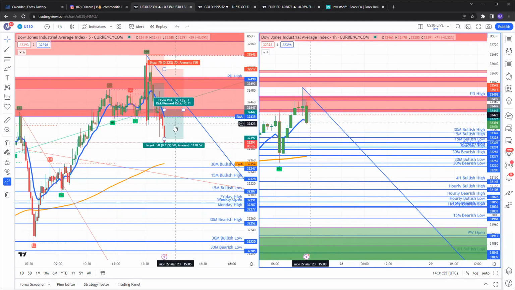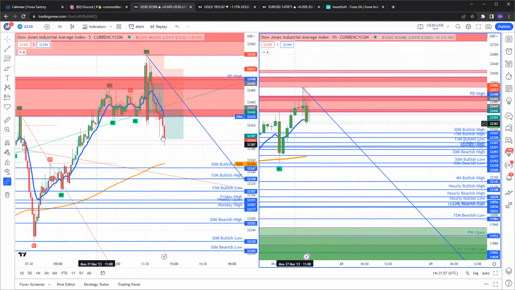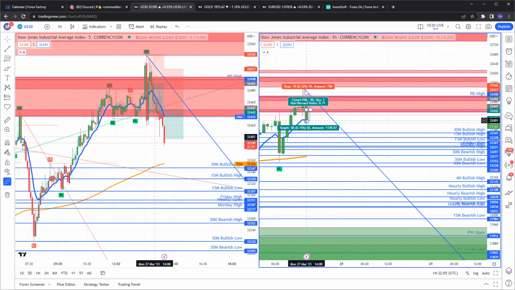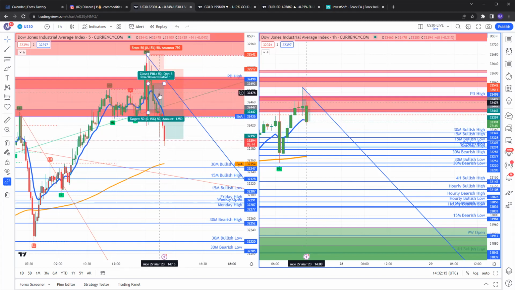The other thing we can do: remember we expected the 9 EMA to be retested and price to shoot back up. Guess what? Before the live session started, I marked the 9 EMA on the hourly as 32,399. It just got missed by a pip. Price came to 32,400 and shot all the way up. This is when price was testing the 9 EMA on the hourly, so we got that strong push above.